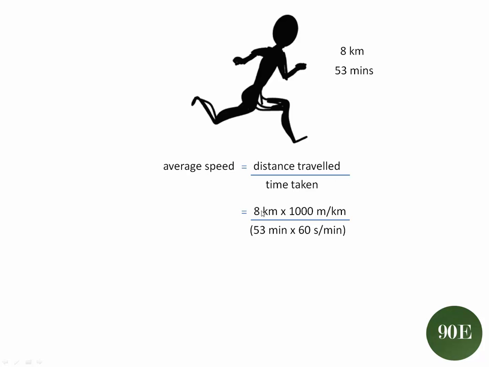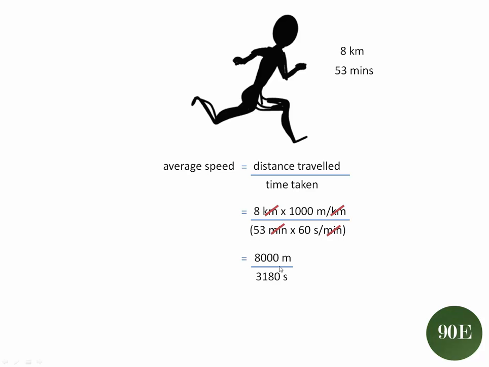Because we've got kilometers both in the numerator and in the denominator at the top here, we can cross those off, and because we've got minutes in the same numerator and denominator, we can cross that off as well. This leaves us with meters in the numerator and seconds in the denominator. So we multiply 8 by 1,000 meters to get the distance travelled, which is 8,000 meters, and we multiply 53 by 60 seconds to get the time that it took to travel those 8,000 meters.